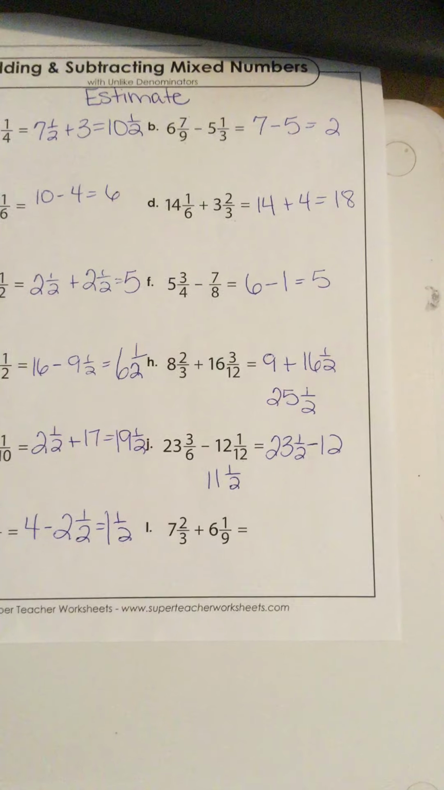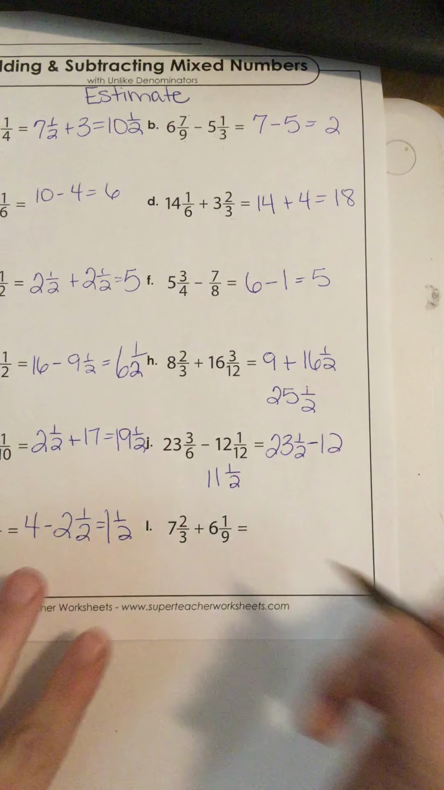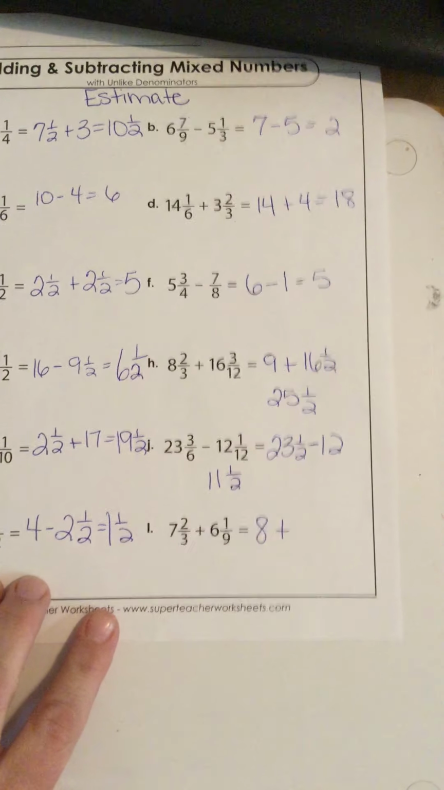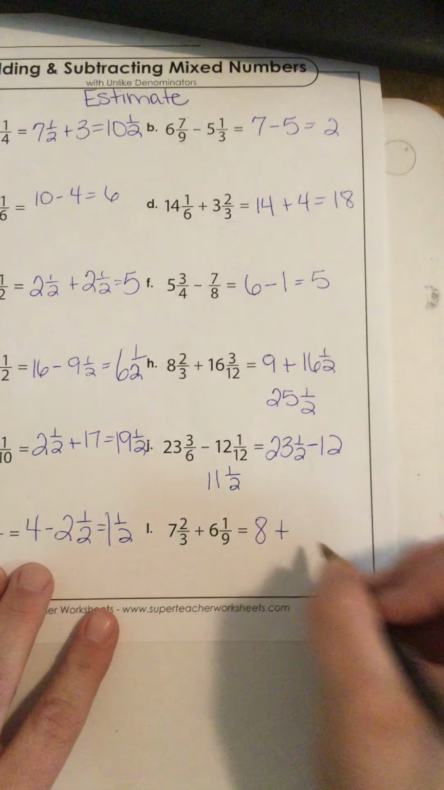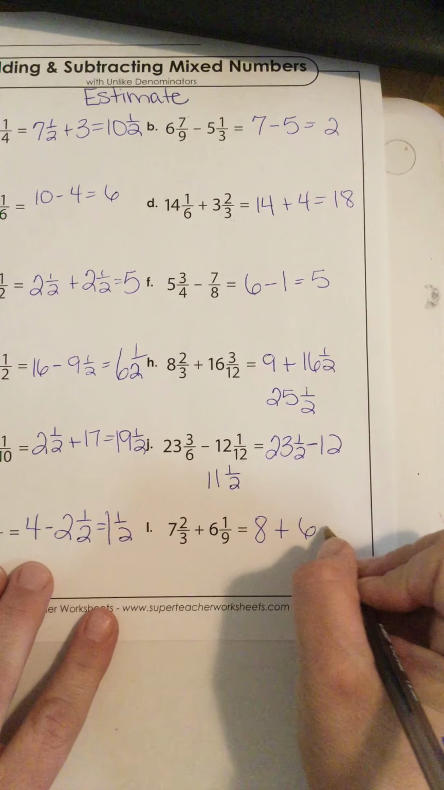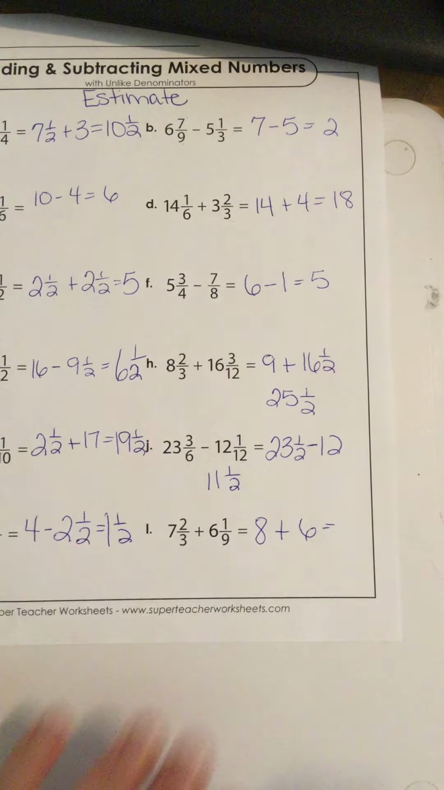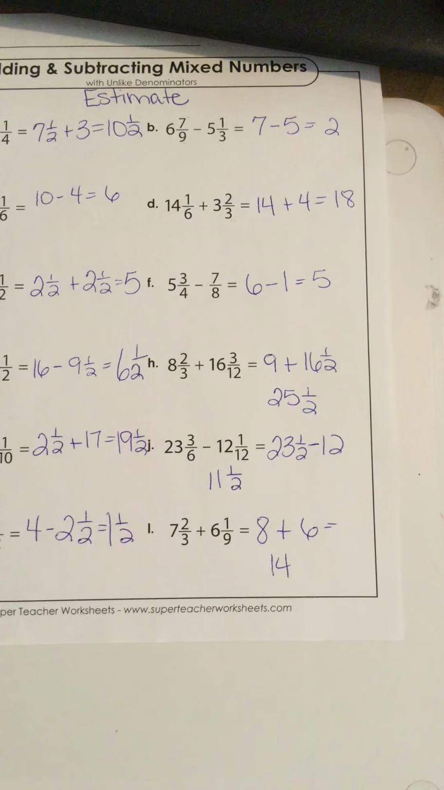Okay, 7 2/3. What would you estimate 7 2/3 to be? 8. Okay, and then 6 1/9 is going to estimate to be 6. And then 8 plus 6 is 14.